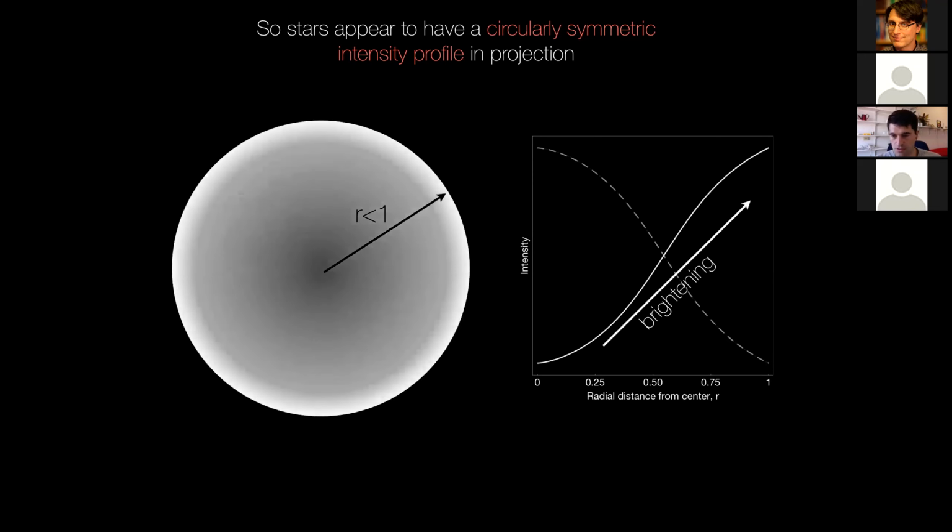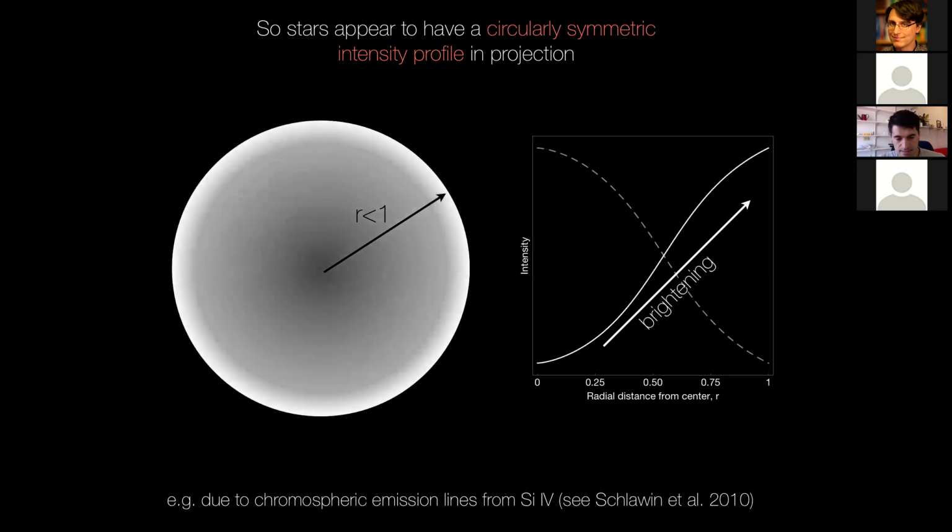What I'm not going to talk about is limb brightening. This can happen. It's rare, but you can see it, for example, from chromospheric emission lines from silicon IV, which Schlawin et al. wrote about in 2010. They saw some tentative evidence for that from a transiting planet.